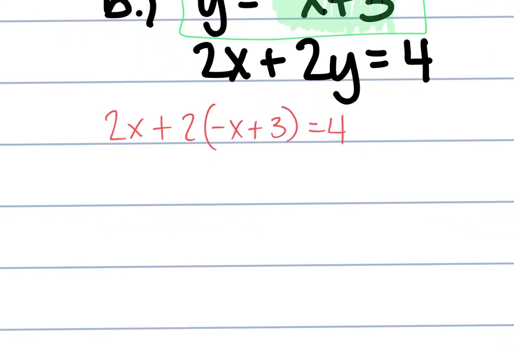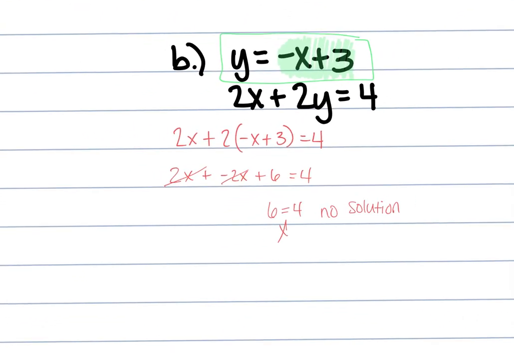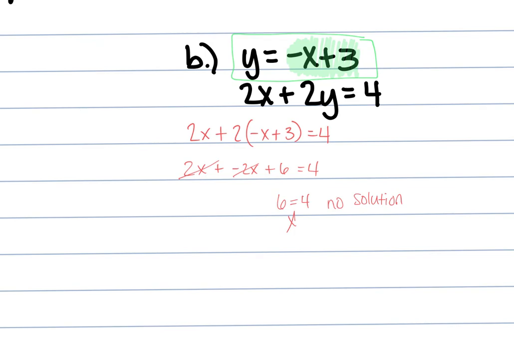So once I have this, I've got 2x plus 2 times negative x is negative 2x. 2 times 3 is plus 6 equals 4. Now, 2x plus negative 2x is the same as 2x minus 2x, which they're going to cancel because that's 0. So I get 6 equals 4, which is no solution as well, because 6 is certainly not equal to 4. Okay, awesome. So let's go ahead and go to C.